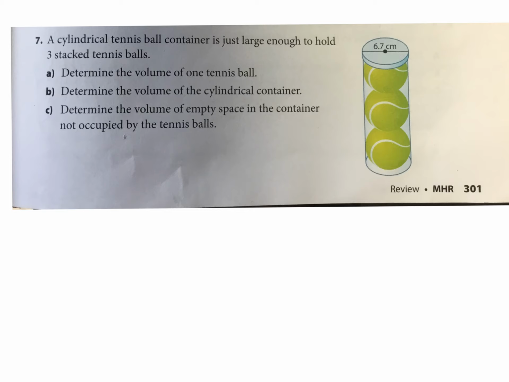This question says, a cylindrical tennis ball container. Okay, so they're talking about the container, and they tell you what shape it is. What shape is the container? A cylinder. Good. It's just large enough to hold how many tennis balls? 3. So 1, 2, 3.